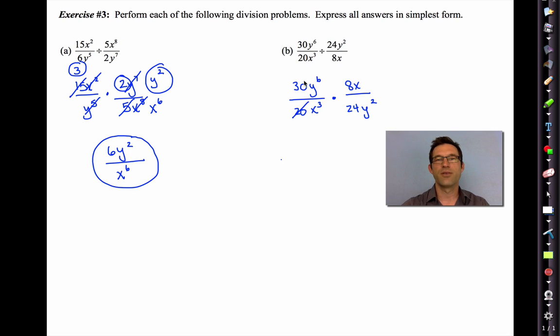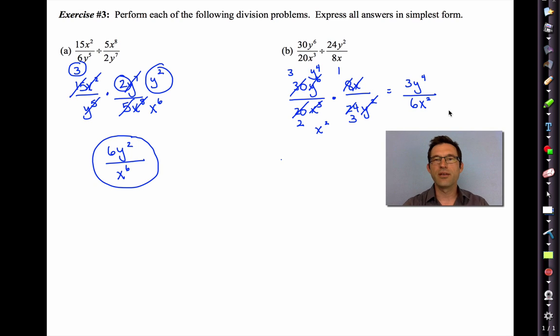So I think I'll divide out a common 10 from these two, be left with 3/2. I think I'll divide out a common 8 here, and I'll be left with 1/3. I think here 1x will cancel with 1x, leaves me with an x squared. Here 2y's will cancel 2y's, leaving me with a y to the 4th. I take a final look, I don't see anything. So 3 times y to the 4th times 1 is 3y to the 4th, and in the denominator, 3 times 2 times x squared would give me 6x squared.